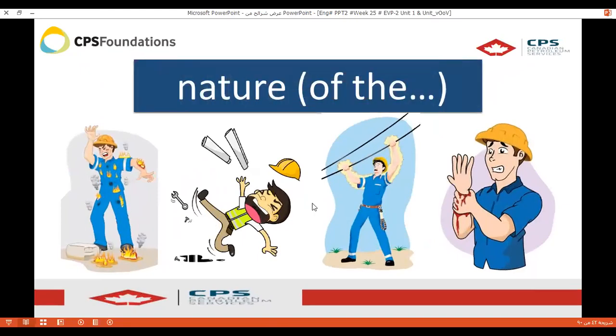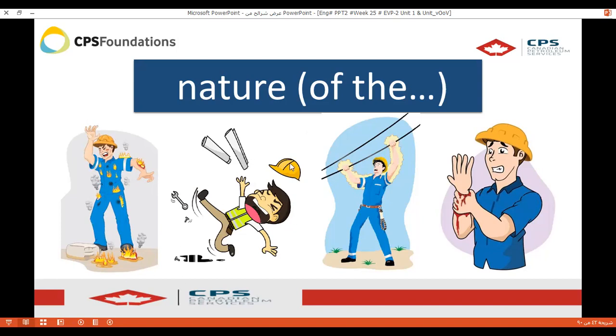Now look at the pictures here. What do you think? Are they okay? No, there are some injuries. What's the nature of this injury? The nature of this hazard? It's a fire hazard. It's a fire, a burn. It's a burn. This is the nature of the injury.